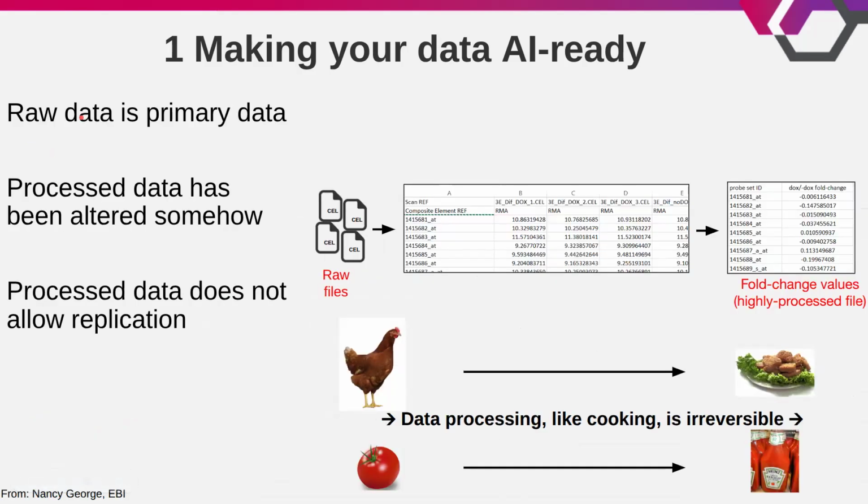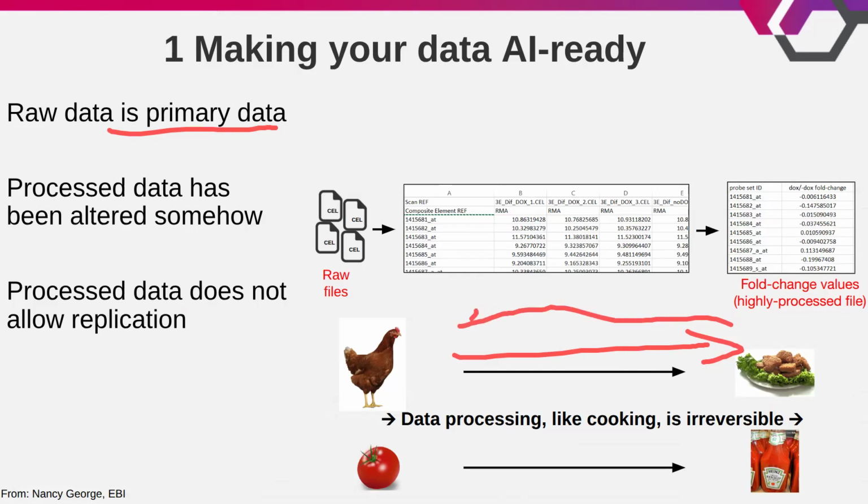Please also note that raw data is primary data. Processed data has been changed. It's fine to have processed data, but it's not the same as the raw data. The best way of thinking about it is like cooking. It's irreversible. If you convert your chicken along this pathway, it's very, very difficult to go back the other way. Once you start changing your data, it's hard to go back.